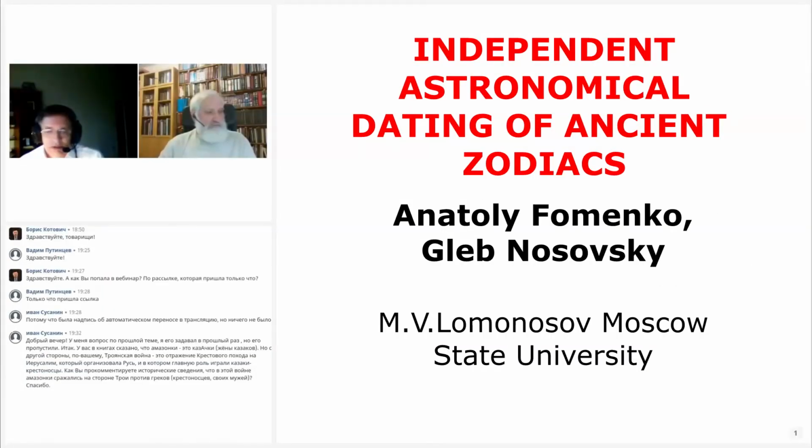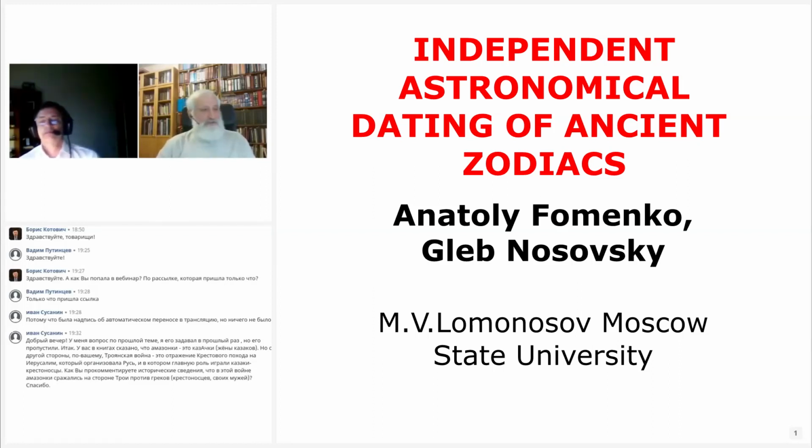Ivan Susanin asks a question. I am reading it expressively. In the books, it is said that Amazons were Cossack women, wives of Cossacks. On the other hand, the Trojan War is a reflection of the crusade to Jerusalem organized by Russia, in which Cossack crusaders played a key role. How would you comment on historical information that, in this war, Amazons fought on the side of Troy against the Greeks, the crusaders, and their husbands?